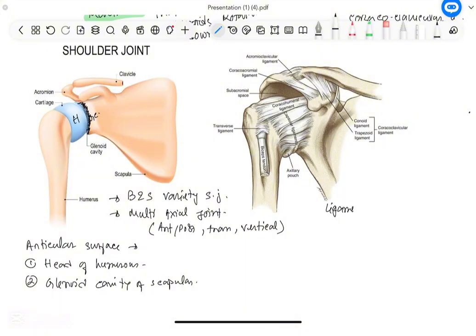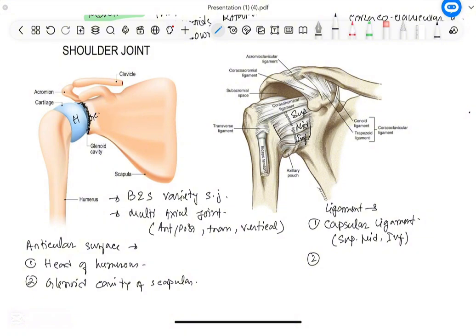Next, what are the ligaments related with this joint? A number of ligaments reinforce this joint. Number one, capsular ligament. Capsular ligament, also we can say glenohumeral ligament, from the glenoid cavity till the humerus. The ligament has three parts: superior, middle and inferior glenohumeral ligament, capsular section.